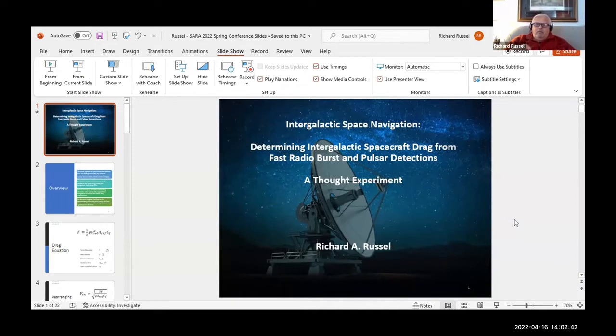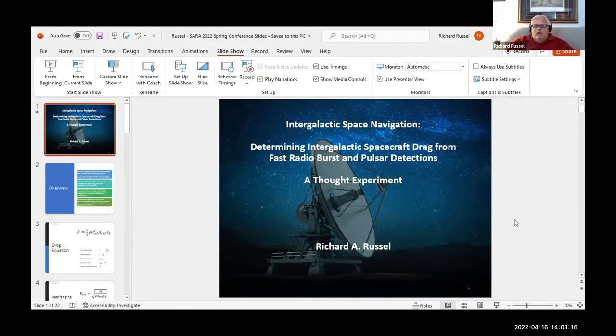But the fact that we have so many excellent observers in the amateur community, especially all the guys that are detecting pulsars, and just recently Wolfgang's Astropeeler group detecting FRBs, one of the goals here is what can we do with the data, not just detecting it, which is really fun, but now that we've got the data, how can we use that for space navigation? So this is a thought experiment.